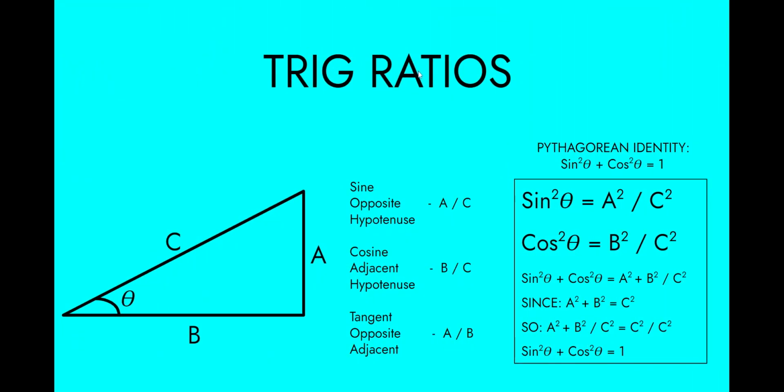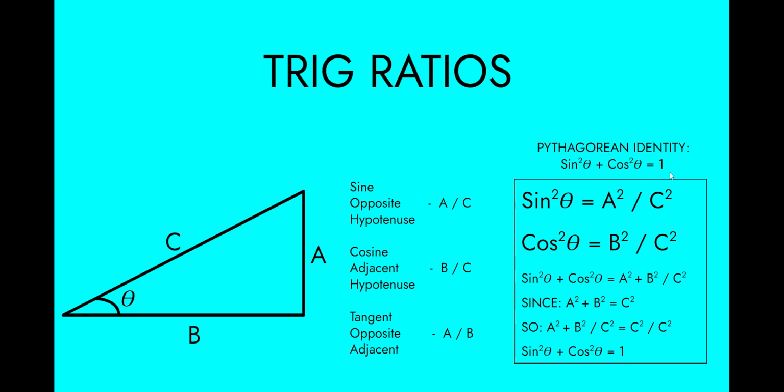Now, knowing this, we can use it to find trig ratios of sine, cosine, and tangent, and we can remember what the ratios are with SOHCAHTOA. Sine of theta will be the opposite A over hypotenuse C. The cosine of theta will be the adjacent B over the hypotenuse C, and tangent of theta will be opposite A over adjacent B.